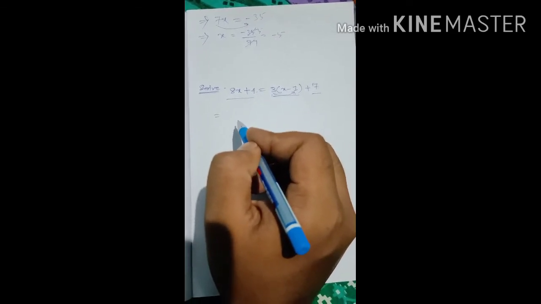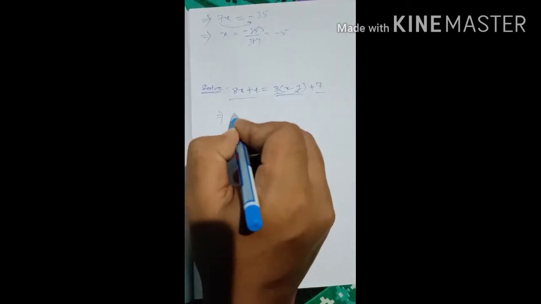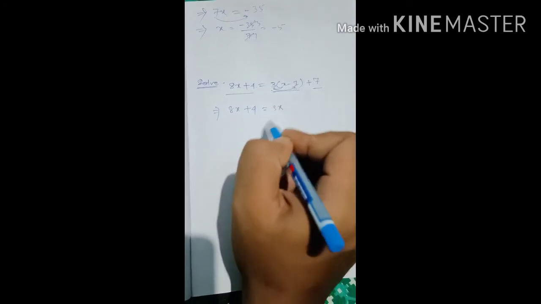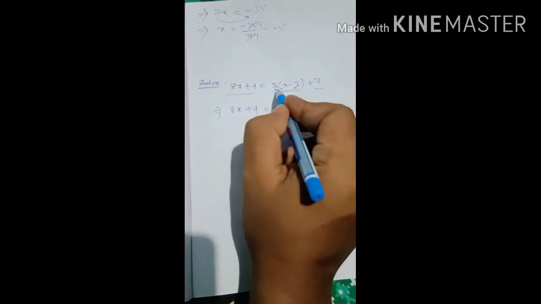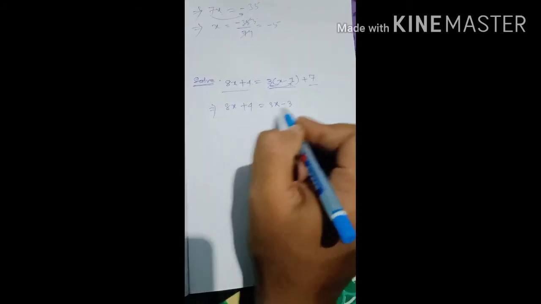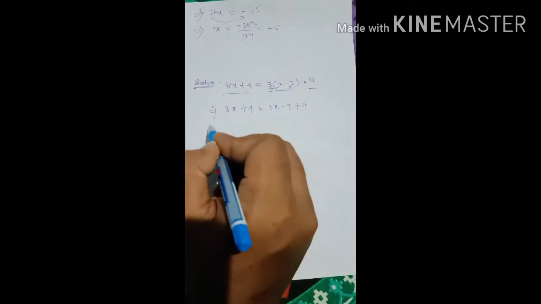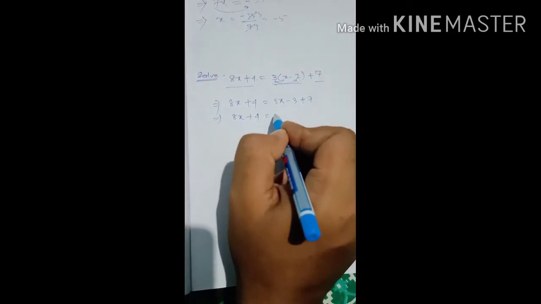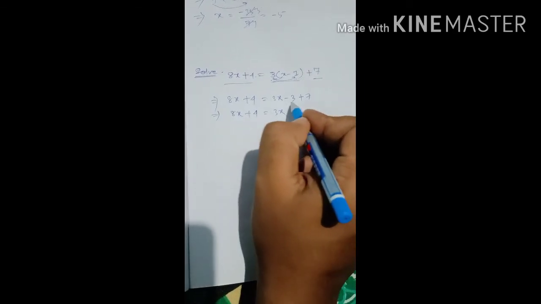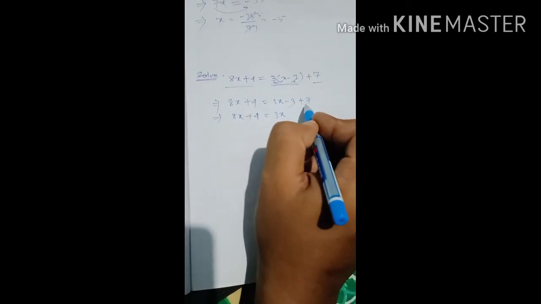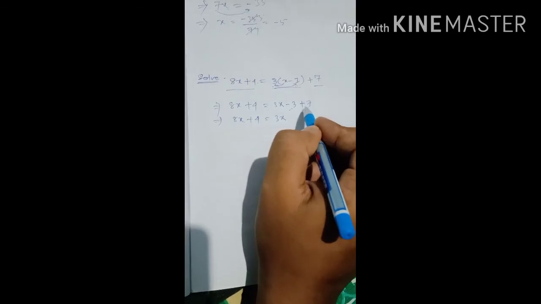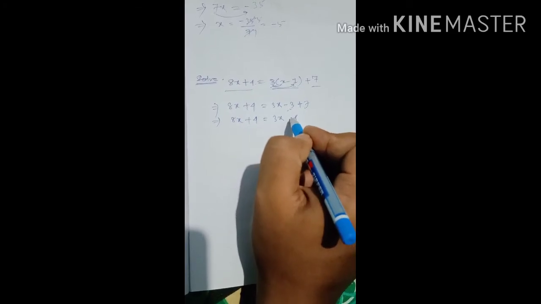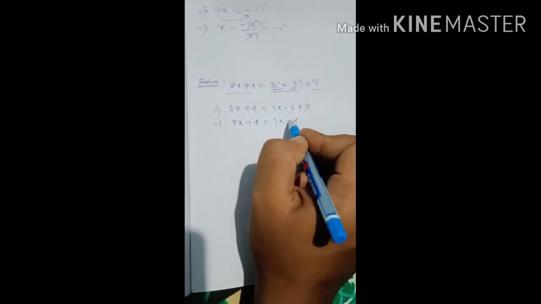Right now, let's do. Here 8x plus 4 is equal to 3 into x, that will be 3x, minus 3 into 1, that will be 3, plus 7. In the next step, what will happen? We will write 3x, again minus 3 plus 7. What will you do? We will just subtract the smaller number from the greater number, that is 7 minus 3, it is 4, and put the sign which the greater number has, that is plus. It will be plus 4.